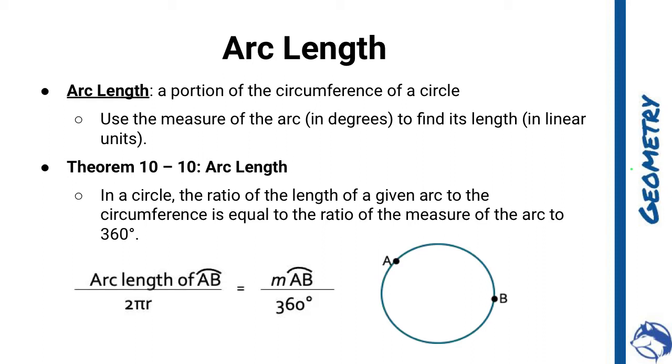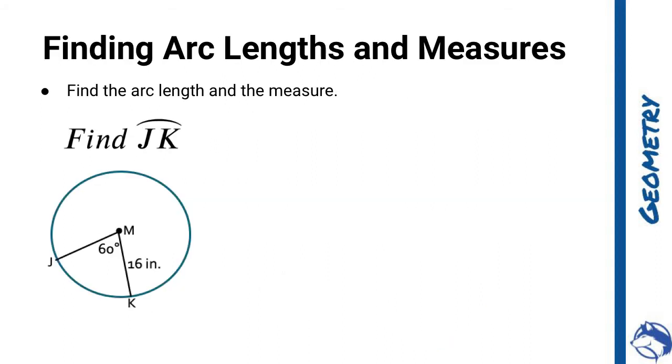We would take the arc length of AB, which is just the part that we're looking for, this AB right here, okay? And we would divide it by the entire circumference of the circle. We're just looking for just the portion. And that has to be proportional to the measure of AB, that arc measure there, over 360.